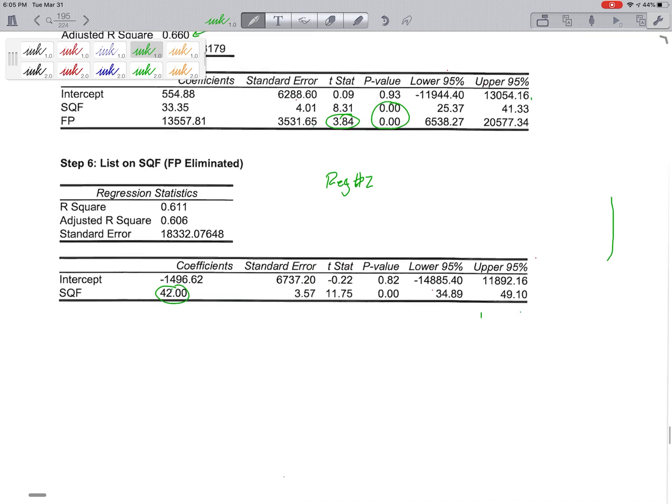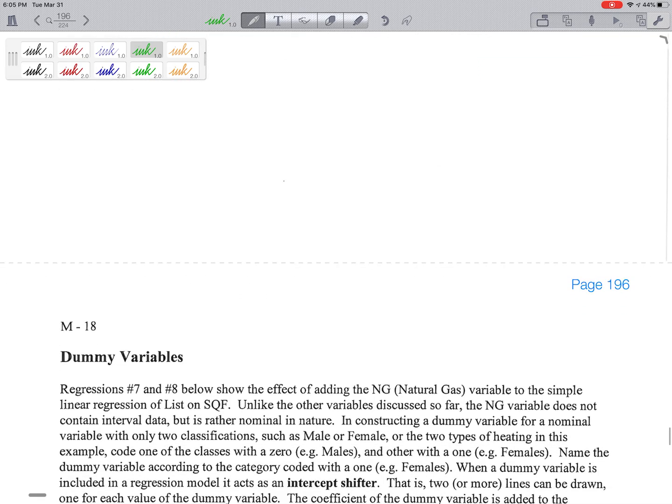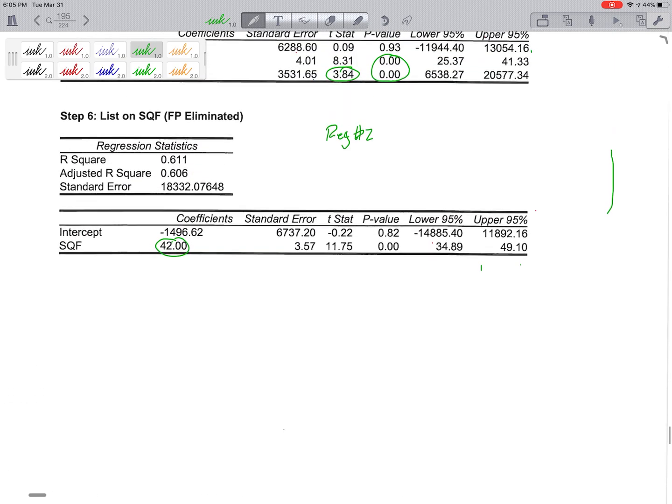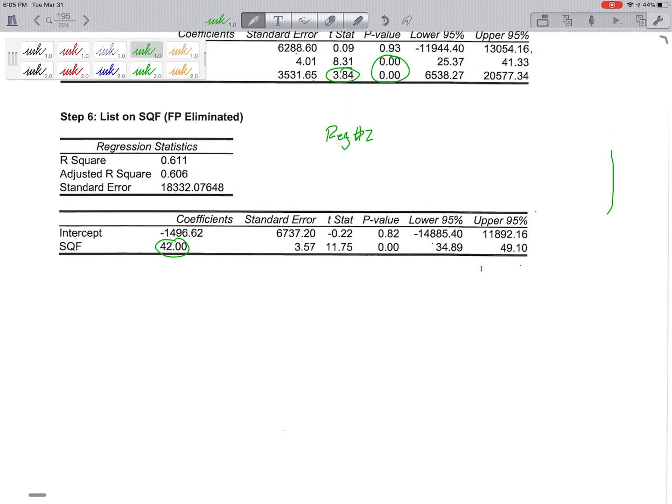That takes us to the end here of M17, and the next thing that we'll be looking at is dummy variables, which is the last main subtopic. And so that's where we're going to stop today.